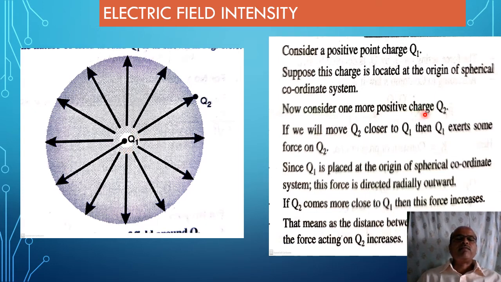Now consider one more positive charge Q2. So consider this positive charge Q2.